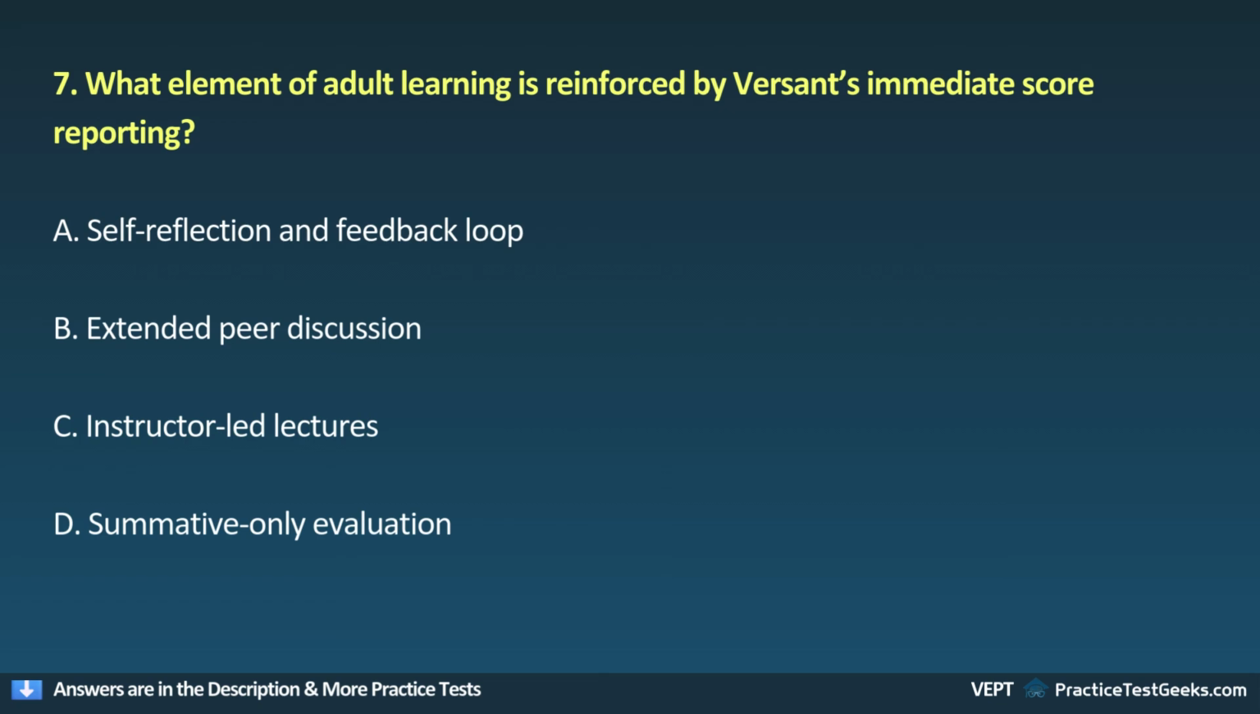7. What element of adult learning is reinforced by Versant's immediate score reporting? A. Self-reflection and feedback loop. B. Extended peer discussion. C. Instructor-led lectures. D. Summative-only evaluation.